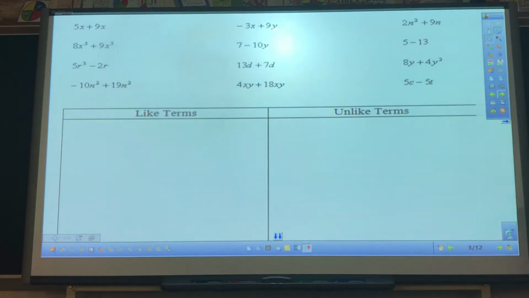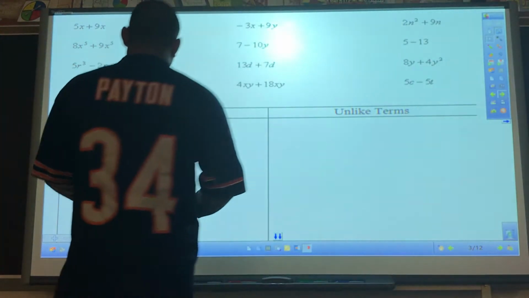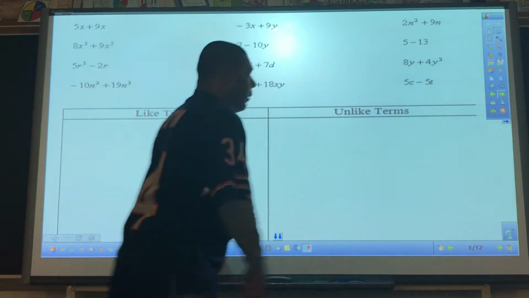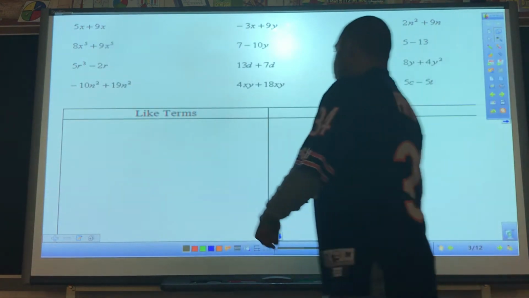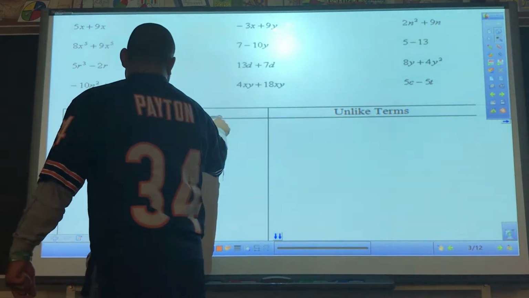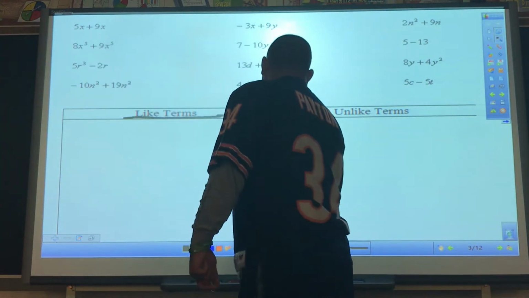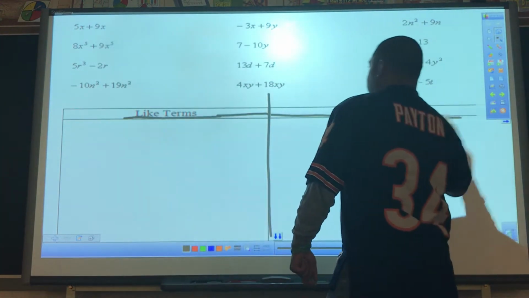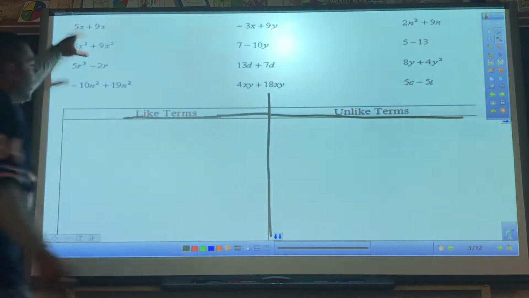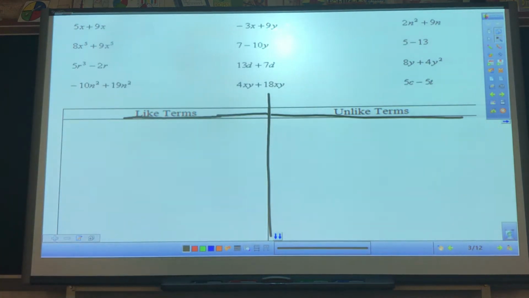So, here's a short list. The only thing I need you guys to do is build a column, and in one column make sure that you write like terms, and then in a separate column, make sure you have unlike terms. And we're going to go through and categorize these different ones, again keeping in mind that the like terms are ones that I'm allowed to add together.